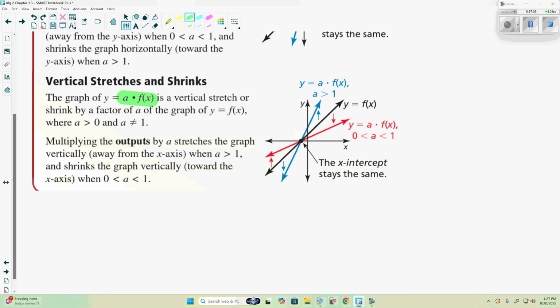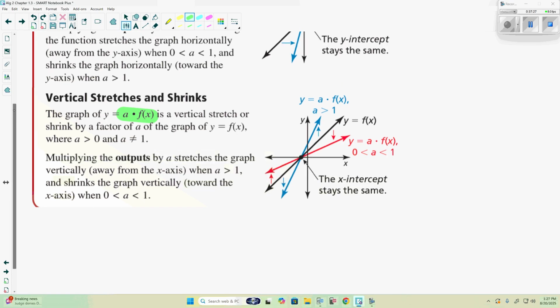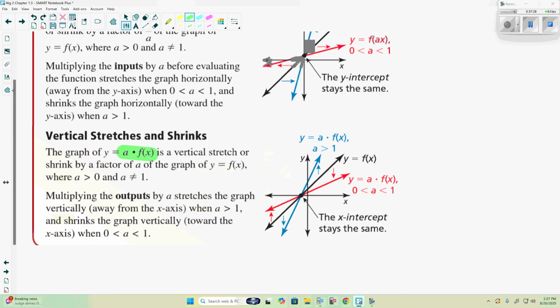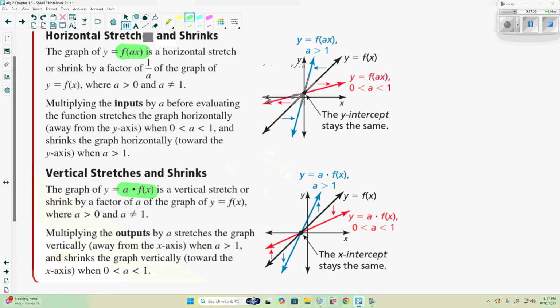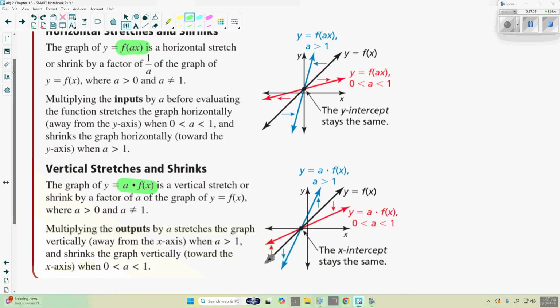Yes? Horizontal stretch and shrink. Like I said, left and right, when we plug it in, it's the opposite of what we think. If we're moving it to the right, h is 2. We plug it in, we're now plugging in x minus 2. Left, negative 2, it becomes x plus 2, yes? Let's see what horizontal stretch and shrink says. The graph y equals f of a times x is a horizontal stretch or shrink by a factor of what? 1 over a.